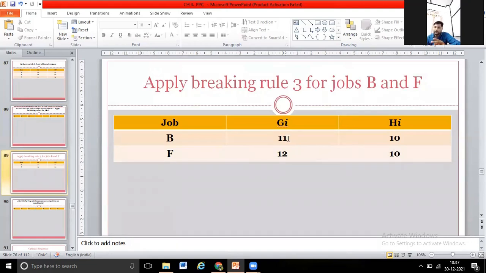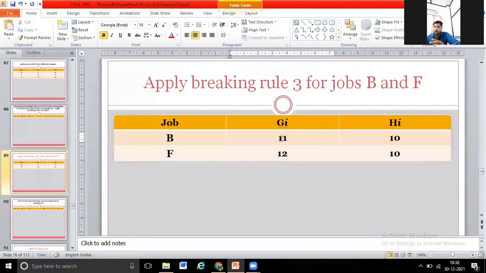On the first machine, if you get the lowest processing time for a particular job, then for that particular job we should provide the lowest priority. So that is our breaking rule number 3. Yesterday we have written the breaking rules.